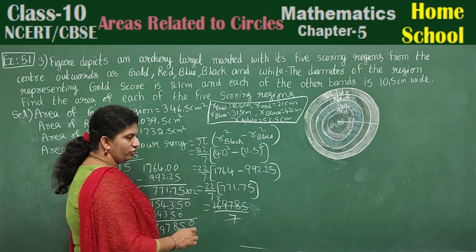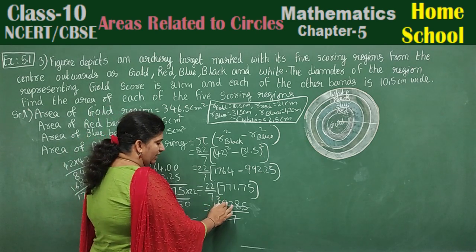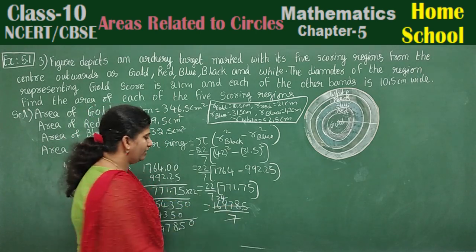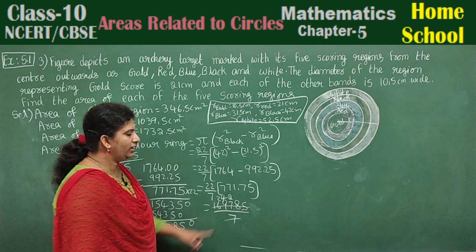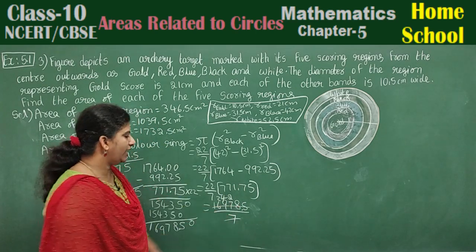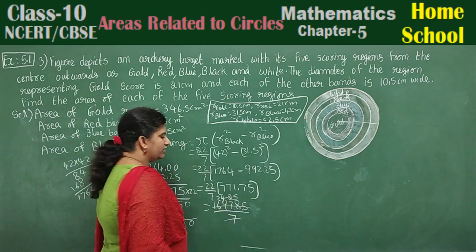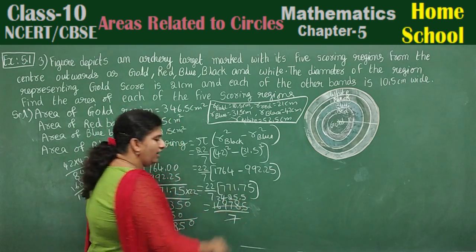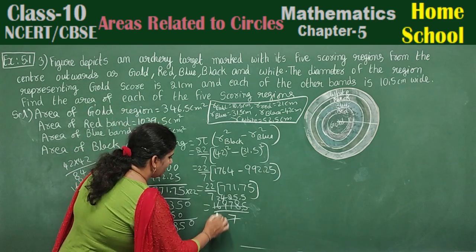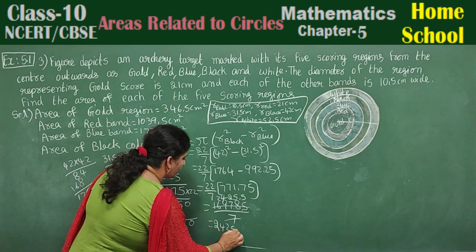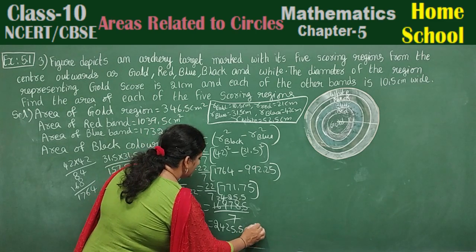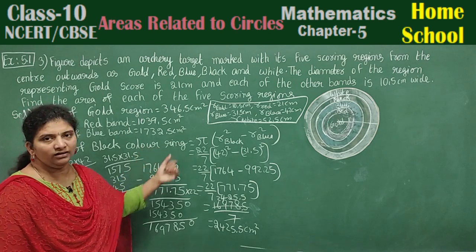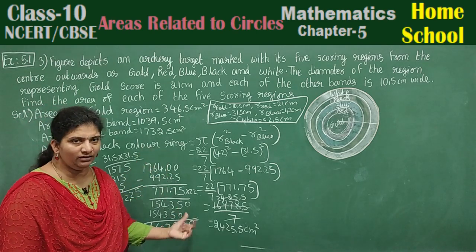7 2s are 14. 2 left, 29. 7 4s are 28. 1 left, 17. 7 2s are 14. Again 3 left, 38. 7 5s are 35. Again 3 left. 0.75s are 35. Therefore, your final answer is 2425.5 centimeters square. What is this, children? Area of black color ring or area of black color band.